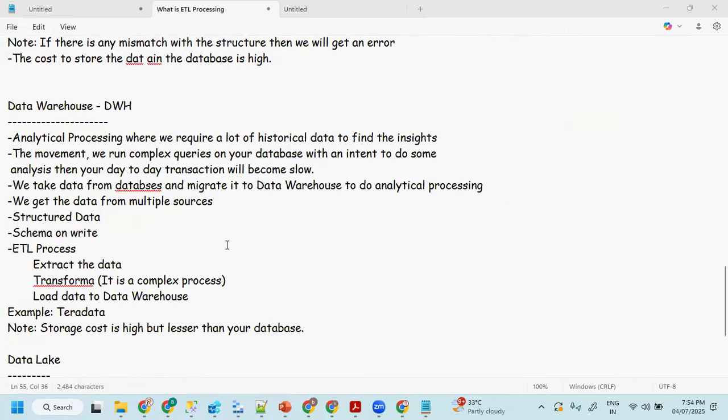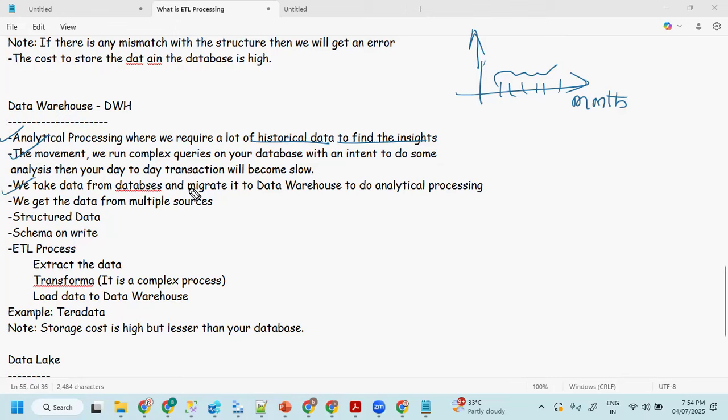Many of the points are the same. Analytical processing requires a lot of historical data to find insights. In order to get insights, we need historical data. If I want to show data by month, then each month's data should be there. Then only can we do it. We are going to have complex queries, because we have very few tables and at the same time we have dimensions, facts and dimensions.